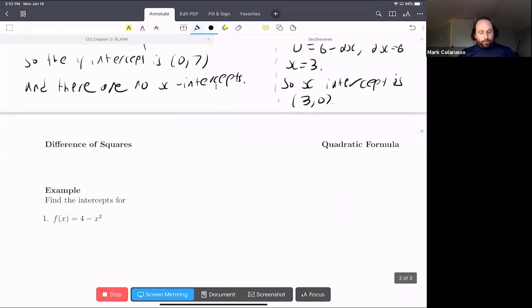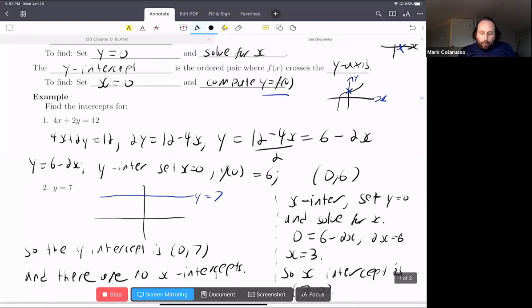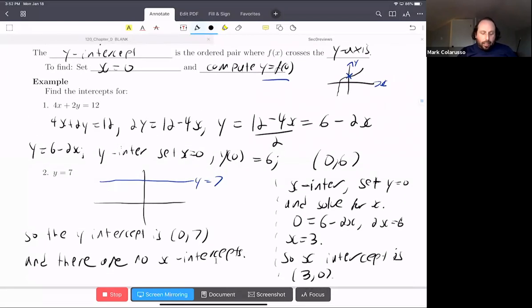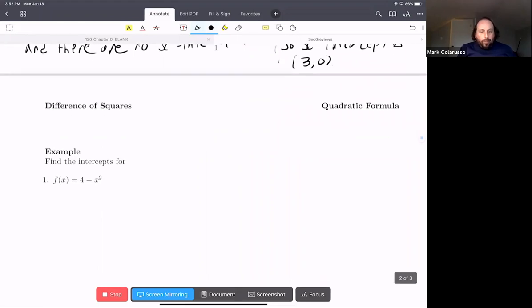Okay, so these are great, these are nice examples. We were able to find things very easily, but these are lines. The calculus and algebra of lines isn't that interesting. So we want to be able to work with a little bit more interesting functions, and the next level of difficulty are quadratic functions. And for quadratic functions, we need to remember some things from factoring.